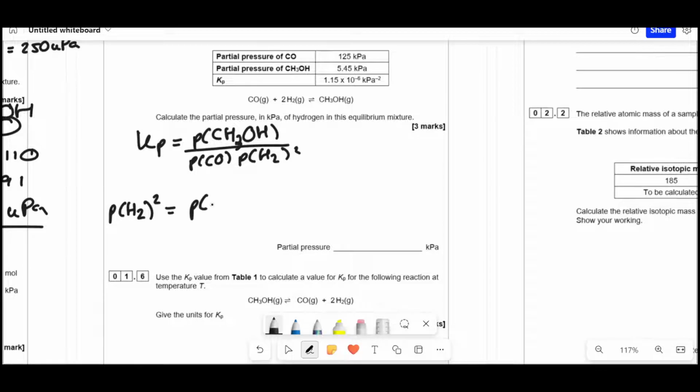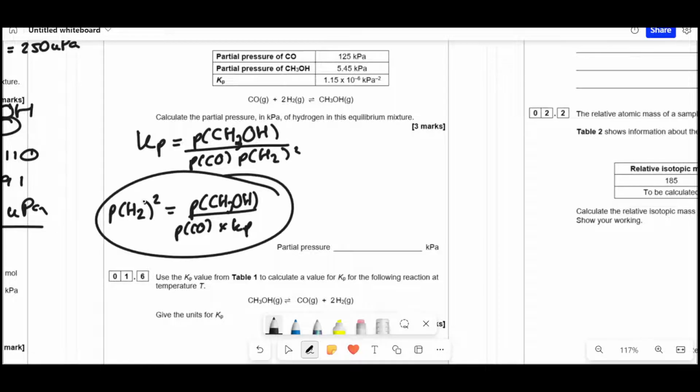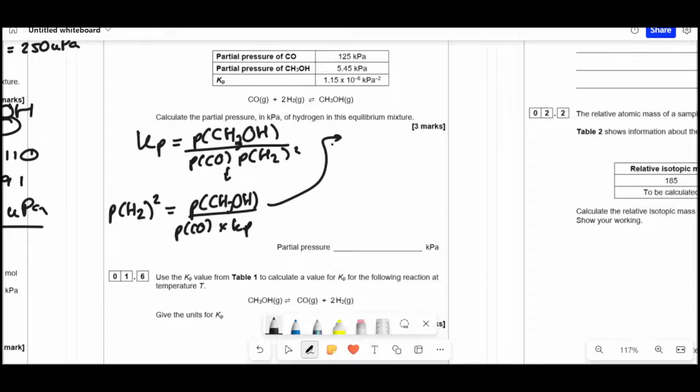So we would get PCH3OH all over PCO times Kp. If you rearrange it like that, then the examiner can see this and give you the marks. Otherwise, if you write random numbers and then get something wrong, they're not going to see anything but the random numbers you've churned out, and you'll get no method marks. And then because we want PH2, I'm just going to square root this whole thing.